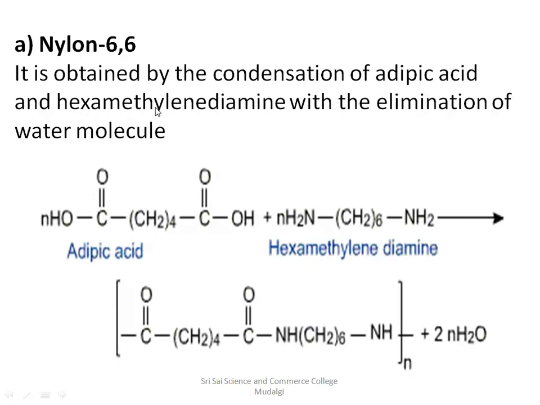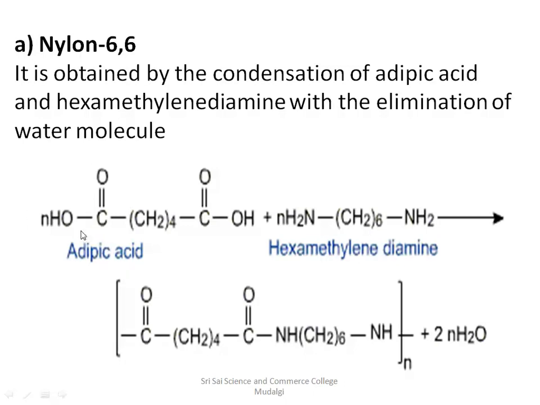When these two monomers react, what do we get? Nylon 6,6. Now, nylon 6,6 is an example of a condensation polymer. How do you say that? Because there is elimination of a water molecule. If along with the formation of the polymer there is elimination of small molecules like water, ammonia or alcohol, then we call it a condensation polymer. So nylon 6,6 is obtained by the reaction of the monomers adipic acid and hexamethylene diamine with the elimination of small water molecules.